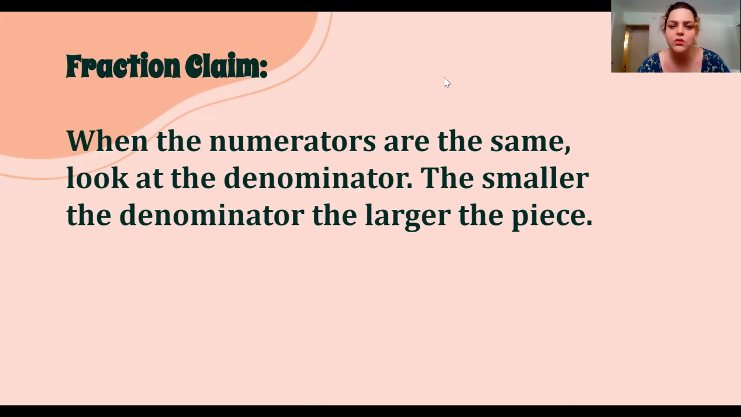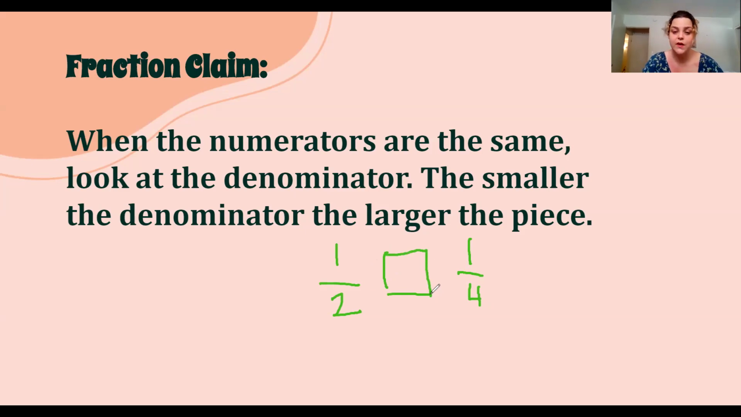So I think I'm gonna do, let's write out these fractions. Let's do 1/2 and 1/4. So let's see if these two fractions fit this claim that we just wrote down. The numerators are the same. They are, because 1 is the numerator for 1/2 and then 1 is the numerator for 1/4. And then it says to look at the denominator. The smaller the denominator, the larger the piece. So I want to figure out which fraction is greater, if 1/2 is greater than 1/4, or if it's less, or if it's equivalent. Well, let's figure it out.